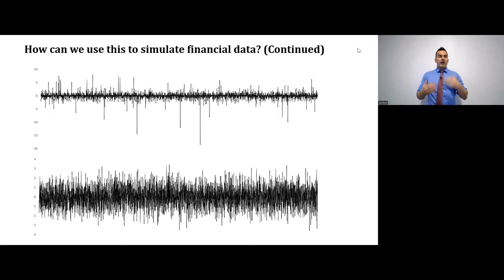So we see also a couple of other events that are around minus 10, minus 15, or on the positive side, we see some events that are five to seven standard deviations from the mean. So obviously, this simple simulation experiment gives me already a data series that is much closer to reality than the standard normal distribution. Okay.